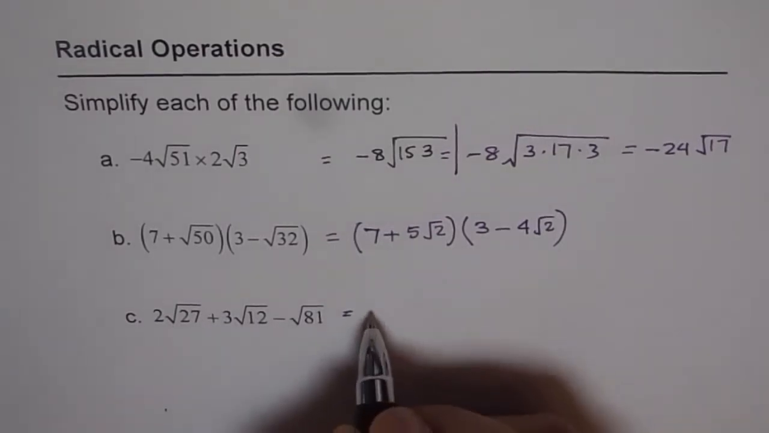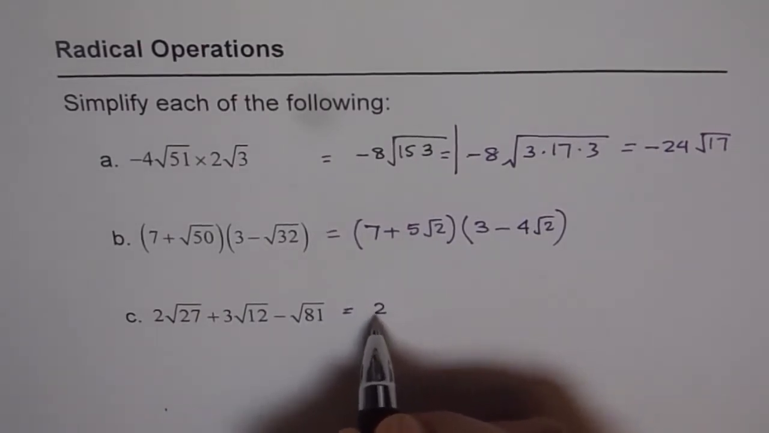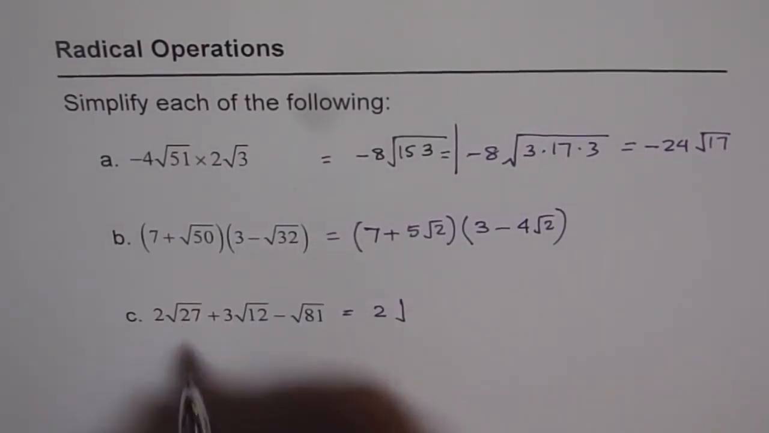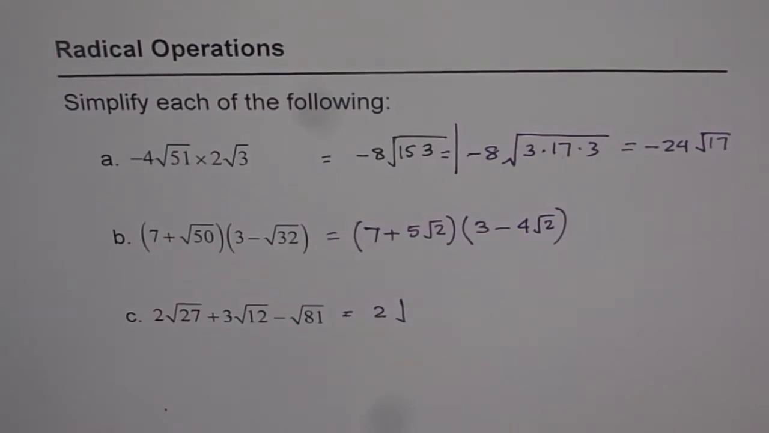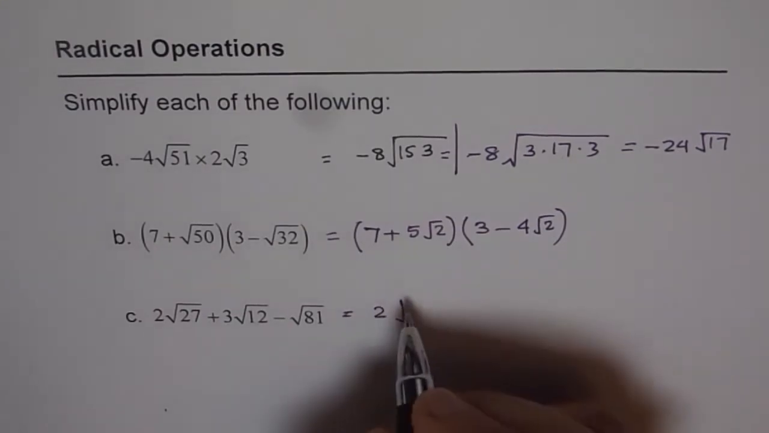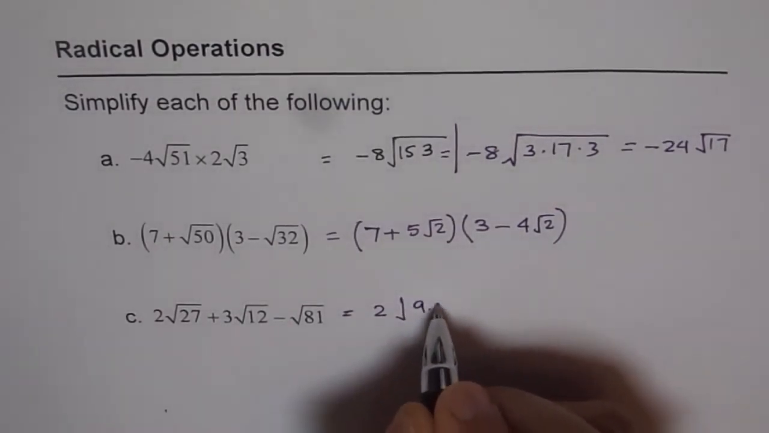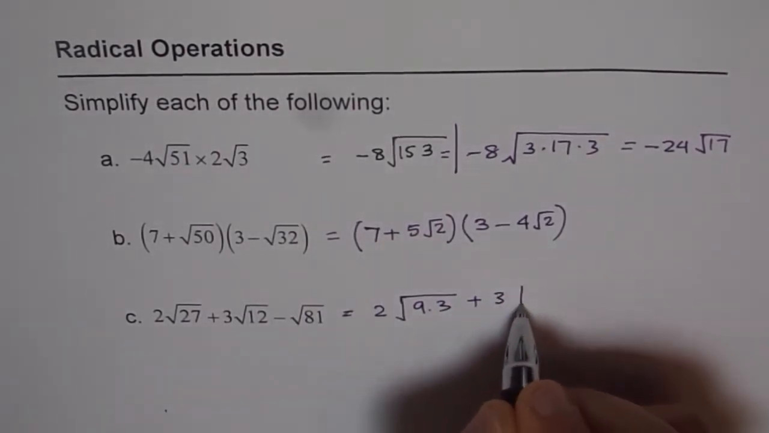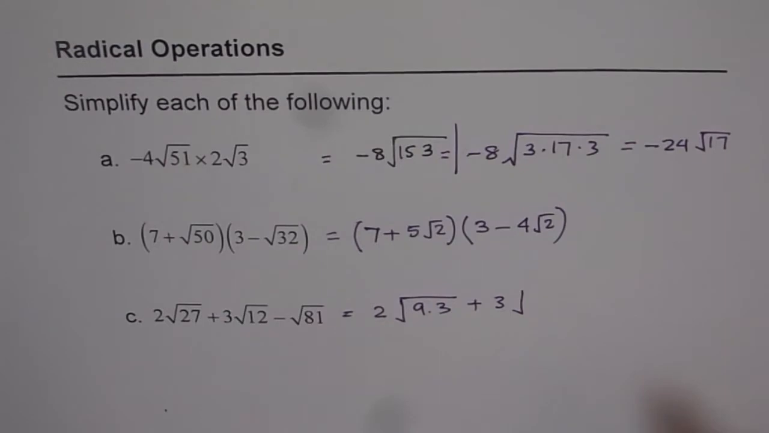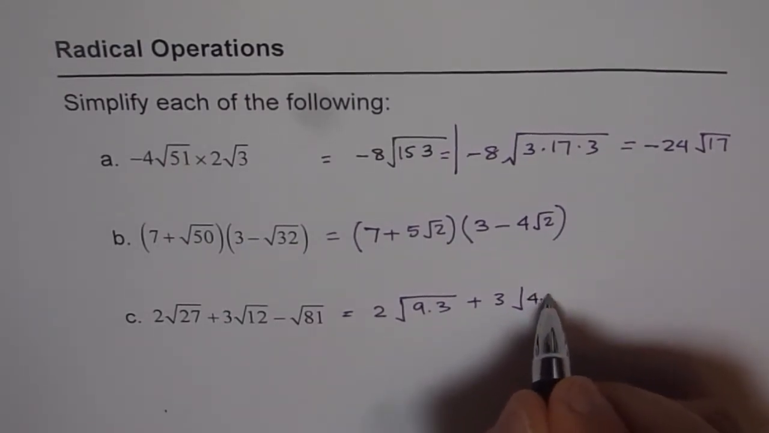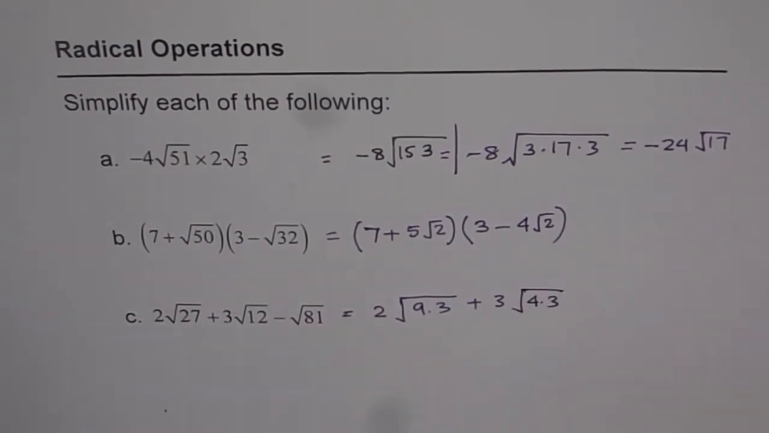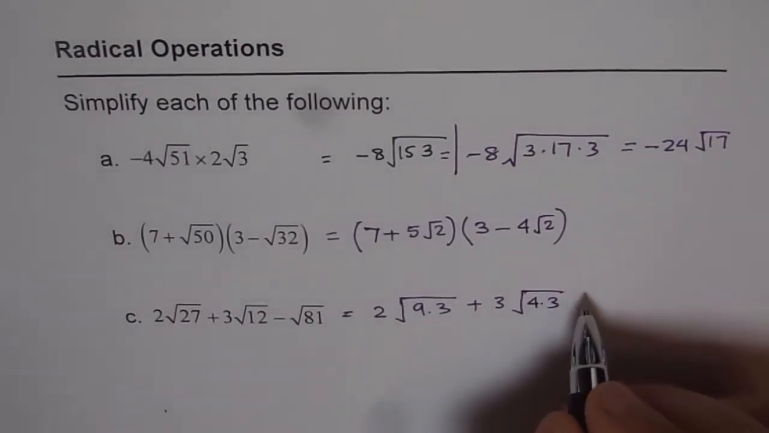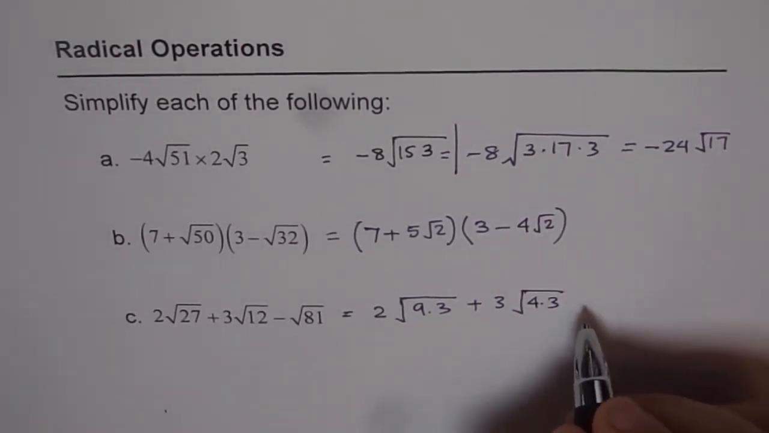What is 27? Look for squares. 27 is 9 times 3, right? 9 times 3 is 27. Why have I taken 9? 9 is a perfect square. That is why. Plus 3 times square root 12. 12 is 6 times 2, but we should write 4 times 3. 4 is a perfect square. That is the reason. And 81 is actually 9 times 9.